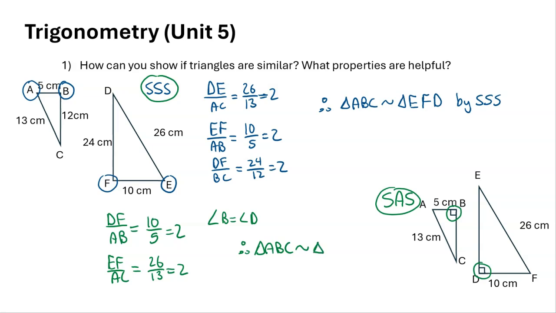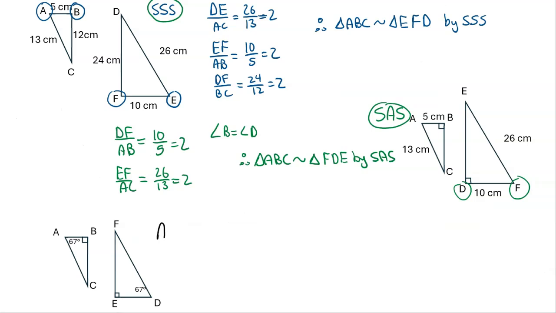Therefore, triangle ABC is similar to triangle... If you want, pause the video and see if you can label what it is, but it's F that corresponds with A, and then D corresponds with B, and then we end with E. And so that's triangle ABC is similar to triangle FDE by side, angle, side.